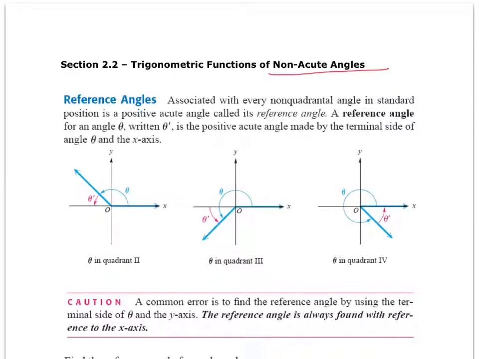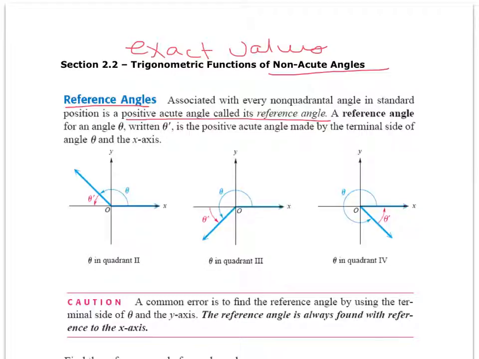And the first way to do that is we're going to have to talk about reference angles. These are associated with every non-quadrantal angle in standard position, and the reference angle is the positive acute angle. We are going to try to find the positive acute angle as a reference angle because we're going to be looking for exact values. There's not a quadrant 1 example, just like I said, because those are all acute angles.